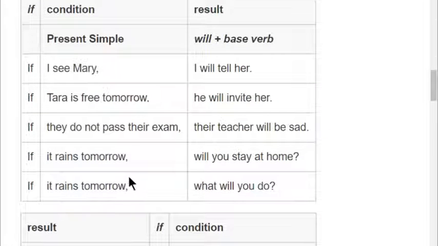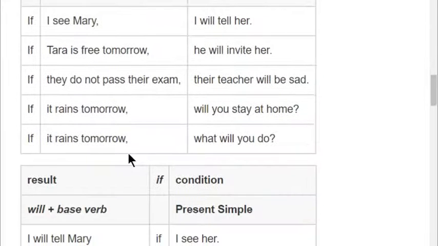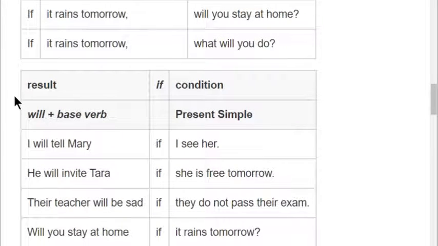If it rains tomorrow, will you stay at home? And if it rains tomorrow, what will you do? Now you can notice that after every condition, there is a comma right here. Now, if it is in structure number 2, where the result is before the condition, we will not have a comma. So let's take a look.